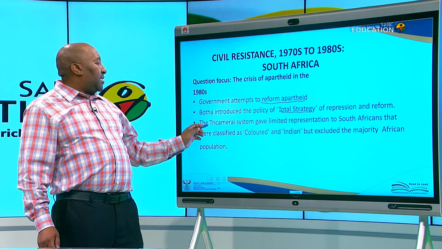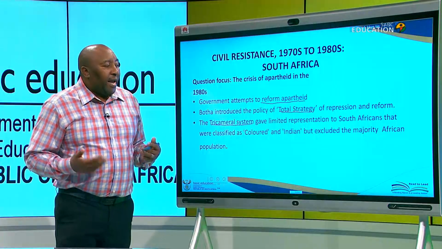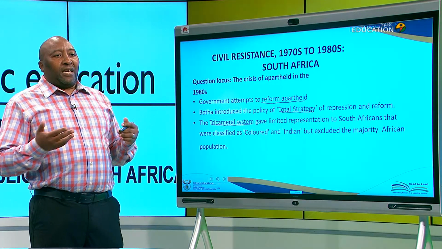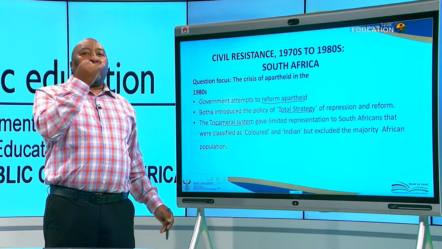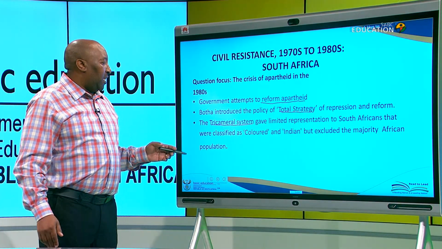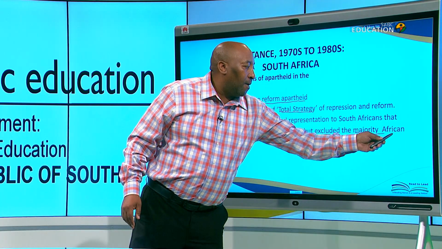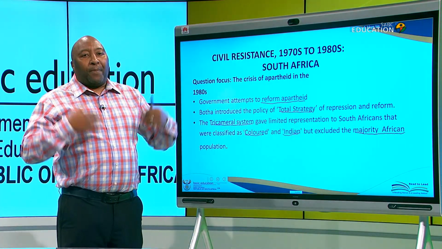How did this total strategy come into being? The tricameral system was introduced. Tri means three. The tricameral system represented only the white, the coloreds, and the Indians. Blacks were not included in this. So the so-called people classified as coloreds and Indians as well as whites were part of the tricameral system. But this excluded the majority of the African people in the form of blacks.